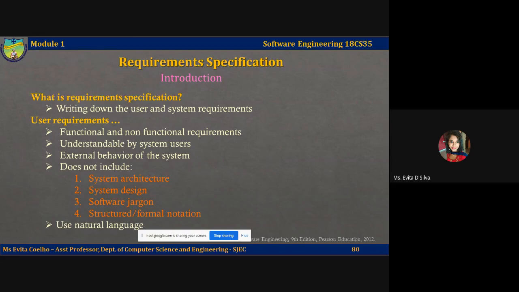In practice, however, this is difficult to achieve as stakeholders interpret the requirements in different ways, and there are often inherent conflicts and inconsistencies in the requirements.